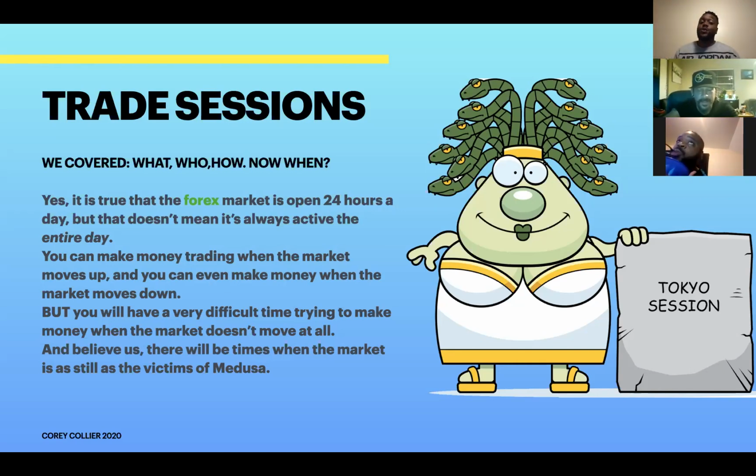So yes, it is true that the Forex market is open 24/7 or 24/5 or whatever you want to say. That doesn't necessarily mean it's always active the entire day. You can make money when the market moves up. You can make money when the market moves down. But if it's moving sideways or very slow, you're going to have a very, very difficult time trying to catch some pips. And believe us, there will be times when the market is as still as the victims of Medusa. All right, it's just not really moving.